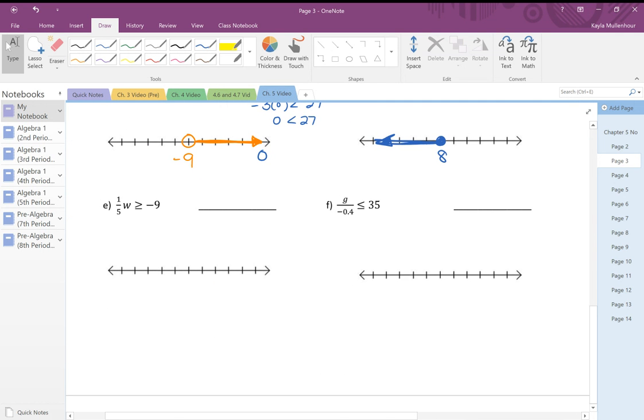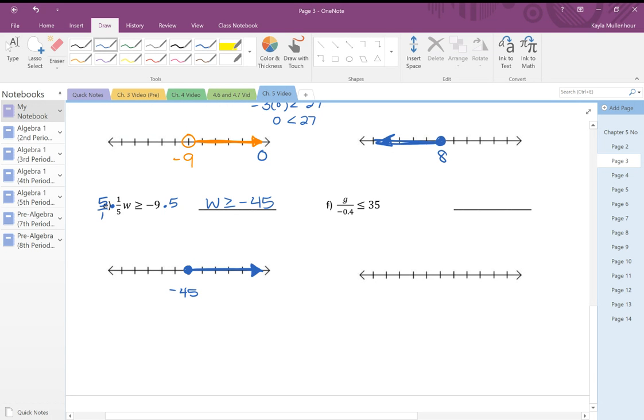If we take a look at E, it's 1/5 times W is greater than or equal to negative 9. So we would want to divide to get rid of that 1/5, but the same thing as dividing by a fraction is multiplying by the reciprocal. So we can multiply by 5 on both sides, and we get W is greater than or equal to negative 45. Again, we did not need to flip the sign because the thing we're multiplying by is not negative. So we have a closed circle at negative 45, and our arrow is going to the right.